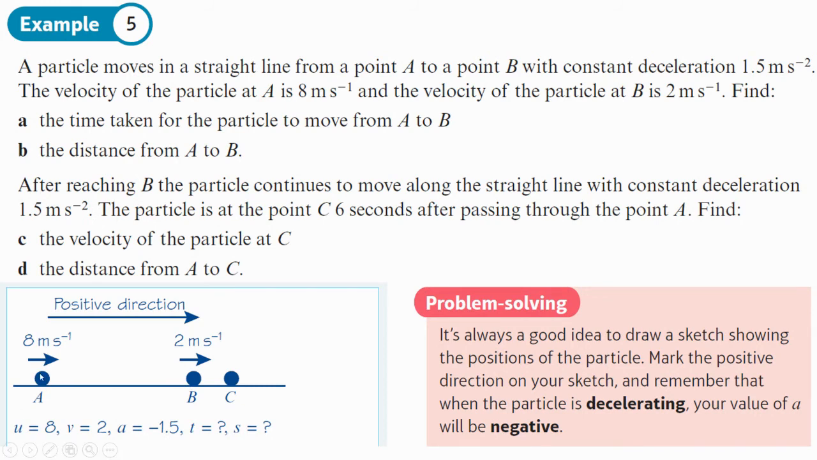So you've got it going from A to B, it's slowing down. You've got 8 for your initial velocity, 2 for your final velocity. Your acceleration is negative, so minus 1.5. And we don't know what t is and we don't know what s is. So it's asking us for the time taken, and then it's asking us for the distance.